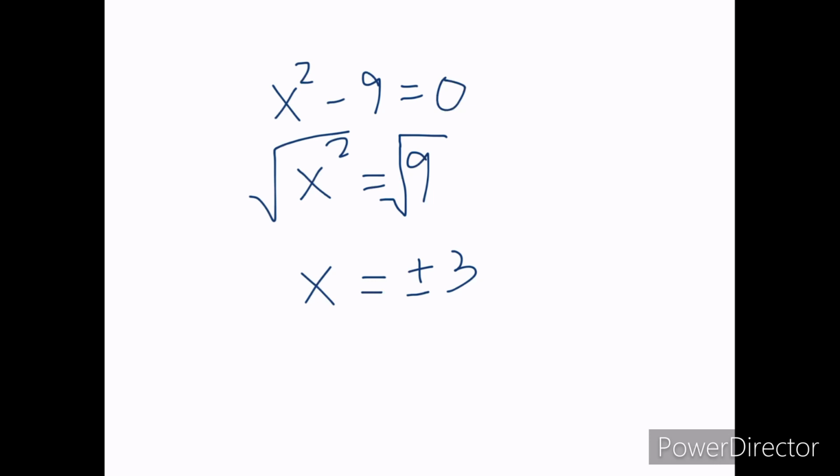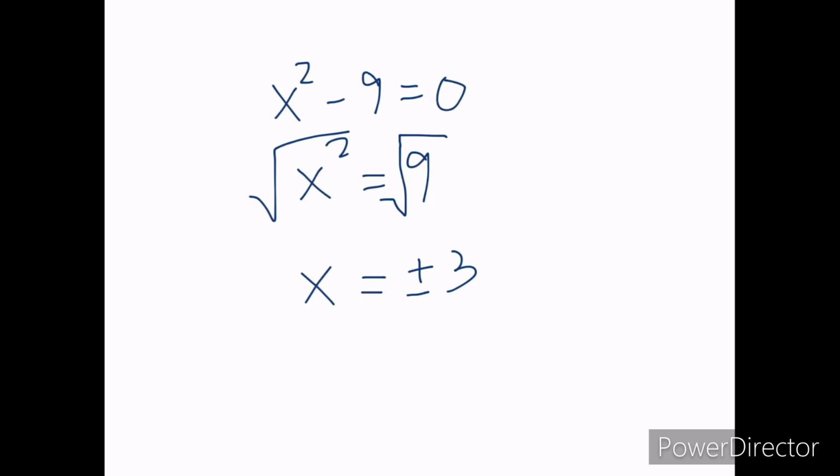Take note, there are two solutions to a quadratic equation. The square root of a number is a positive and negative number. Do not forget to put this sign. Let's try another example.